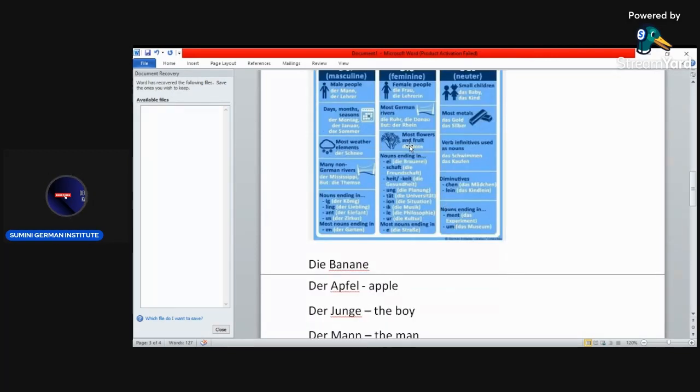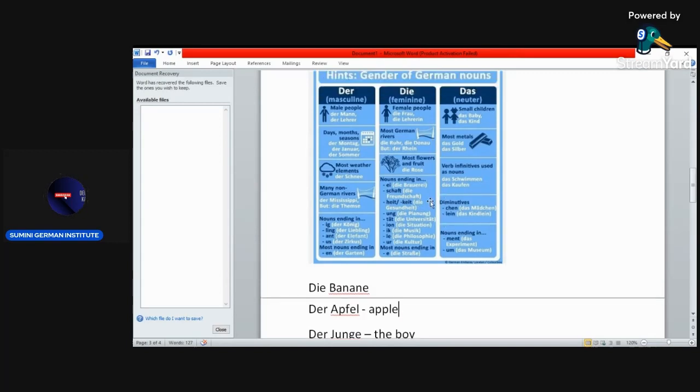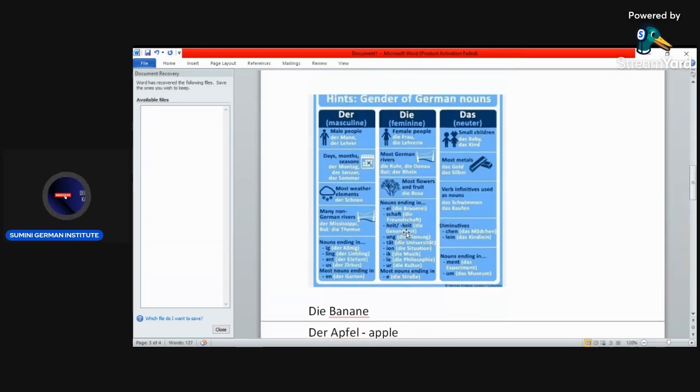Next one are the endings. You can master the endings slowly, as you learn the language. So we have e and i, for example, die Brauerei. Then schaft, die Freundschaft, friendship. Then heit or keit, die Gesundheit.